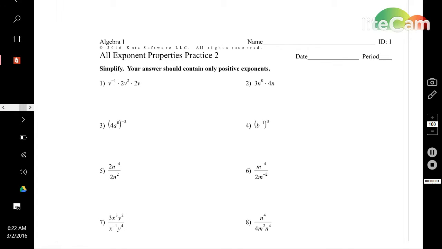So before we move on to rational exponents, the new topic for today, I wanted to do a few problems from last night's practice to help you out with negative exponents, exponents of 0, and dividing bases.